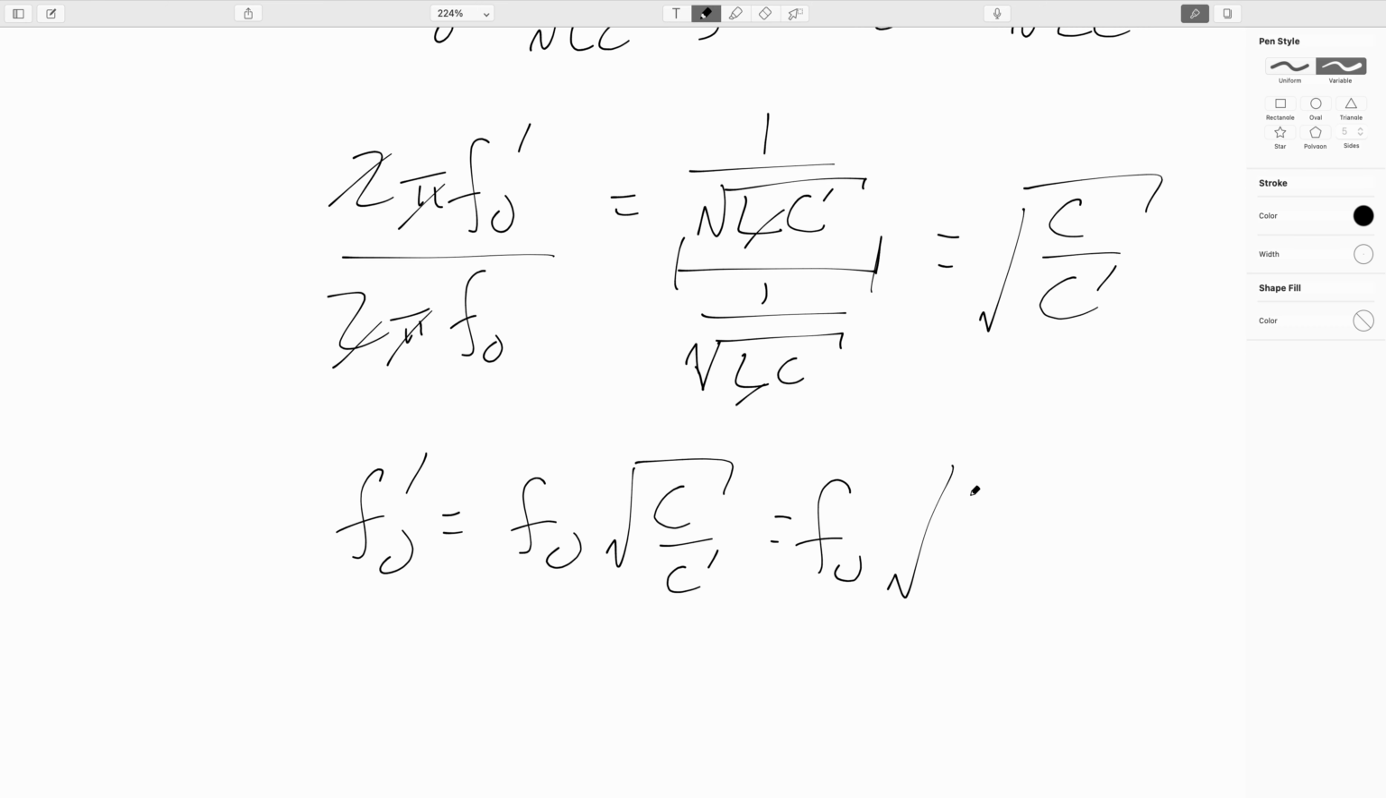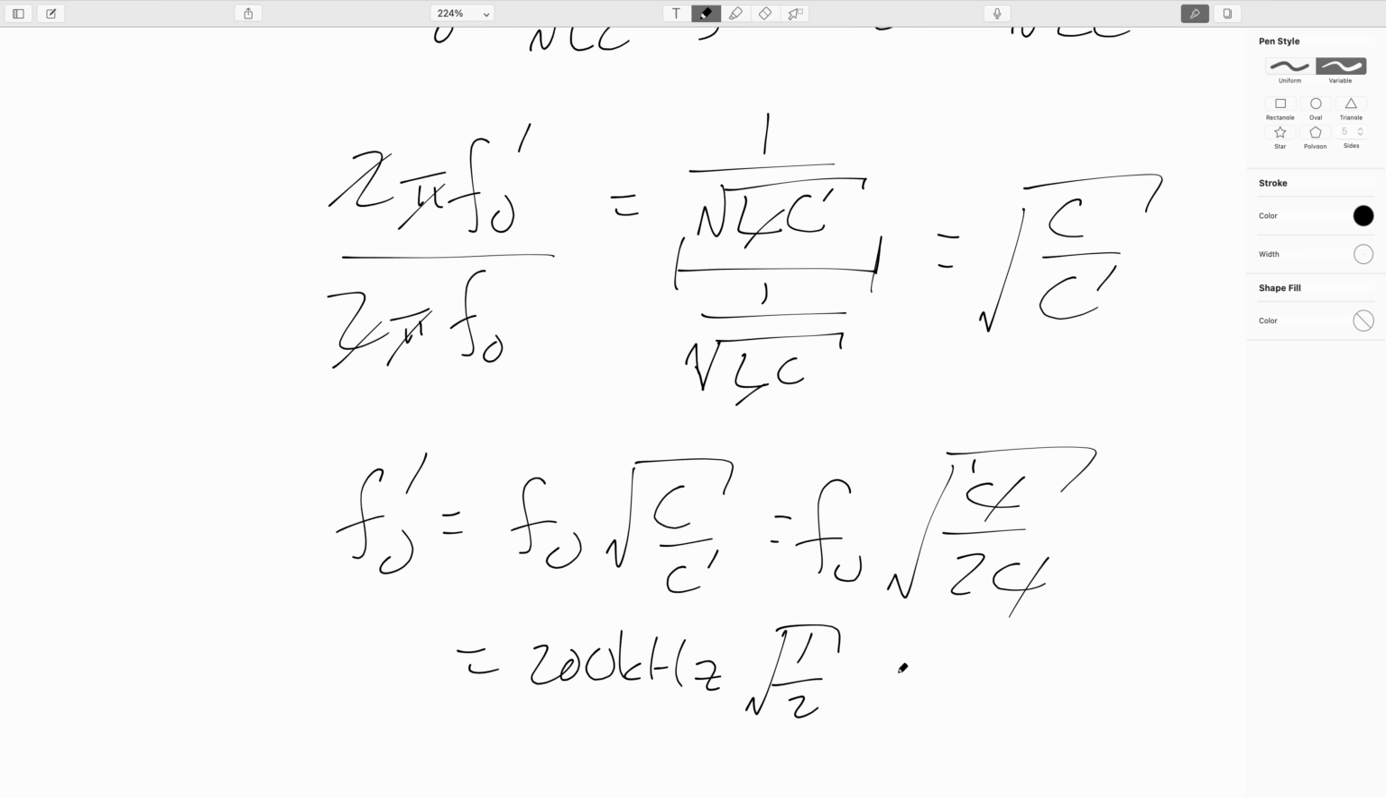And we were told that C prime was 2C, so cancel, cancel. So it will be 200 kilohertz times 1 over square root of a half, which is 0.707. So this is going to be 141 kilohertz.